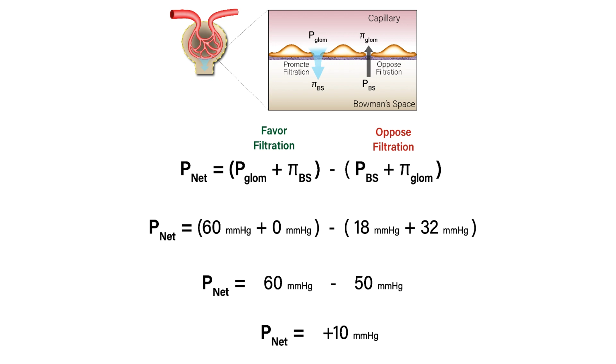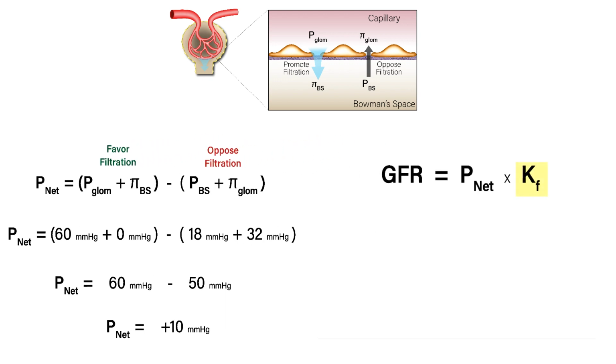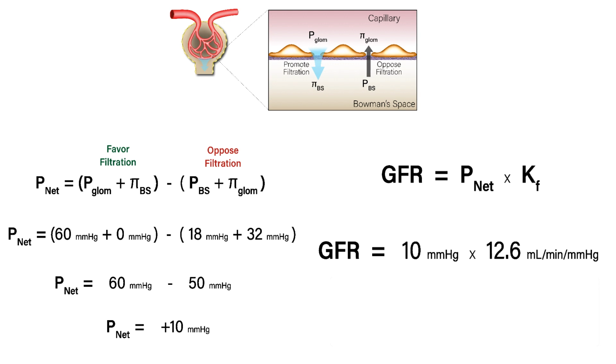But when you consider the capillary filtration coefficient of the glomerular capillaries, this 10 millimeter of mercury net filtration pressure is actually quite significant. A reasonable filtration coefficient for 2 kidneys in a 70 kilogram animal is somewhere in the neighborhood of 12.6 milliliters per minute per millimeter of mercury. The glomerular filtration rate is simply a product of these two parameters, the net filtration pressure and the filtration coefficient, which in this case produces a glomerular filtration rate of 126 milliliters per minute.